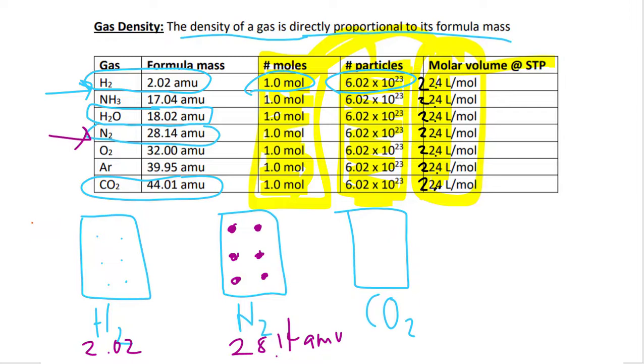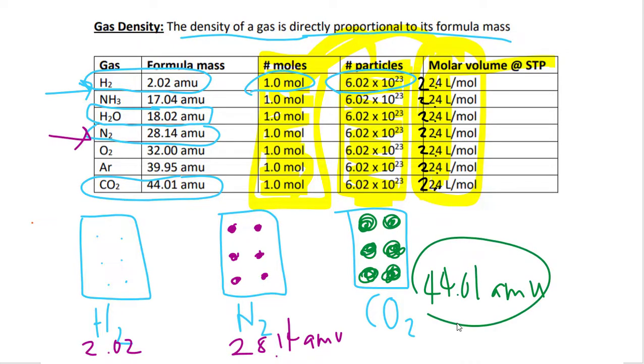And then I go to my CO2, and my CO2s, wow, they're at 44. That's almost double. So 1, 2. So I still have the same number of particles in each one of these boxes. Same size boxes, same number of particles, but look at the density, and we can see that the CO2 at 44.01 AMUs is a lot denser than my H2.